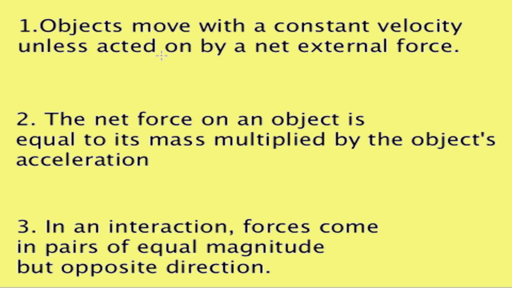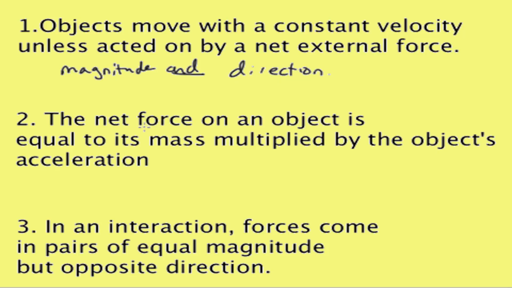So the first law is that objects move with a constant velocity unless acted on by a net external force. What one needs to remember is that a velocity has magnitude and direction. So what it means is the size of the velocity vector and its direction will never change unless acted on by a net external force.